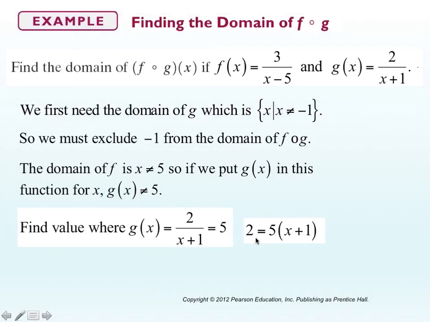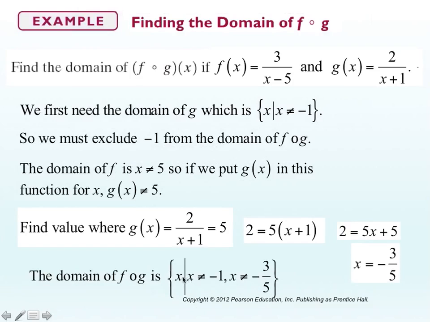So we go ahead and multiply by the denominator in order to get rid of it. So we have 2 equals 5x plus 5 if we distribute. And if you actually solve this, you get x equals -3/5. So our domain is going to be the original number that we needed to exclude, which was -1, because that makes g of x undefined, and also -3/5, because when we plug it in for g of x, it makes our f of x equal to 5, which is no good.